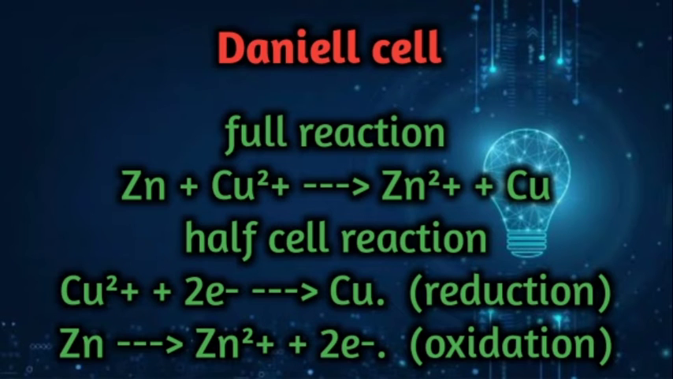Among the two types of cell, first we will talk in detail about the galvanic cell. Daniell cell is an example of a galvanic cell. Now we will see the chemical reaction taking place in the Daniell cell. First we will see the half cell reactions. Copper ion is reduced to copper and zinc is oxidized to zinc ion. This is because zinc is more reactive than copper. The combination of two half cell reactions will give the full reaction.